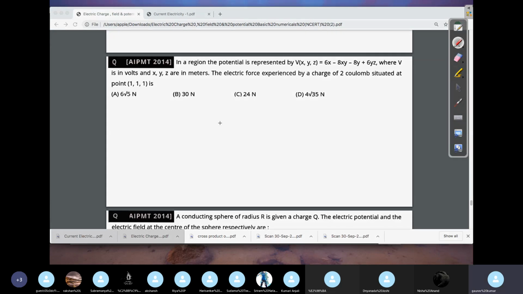Look, V is given to you. They have asked you the electric force experienced by 2 coulomb charge situated at this point. At this point, first of all, we will try to find out the electric field. So, how will we get the electric field from it? What is the Ex component? Ex will be minus of dou V by dou x. And what is Ey? Ey will be minus of dou V by dou y. And what is Ez? Ez will be minus of dou V by dou z. This is the formula that we have.